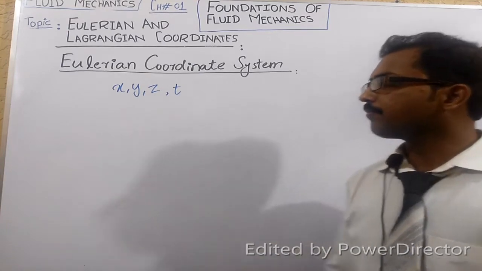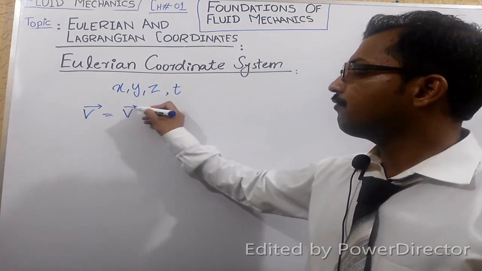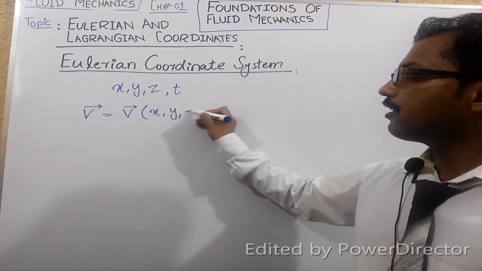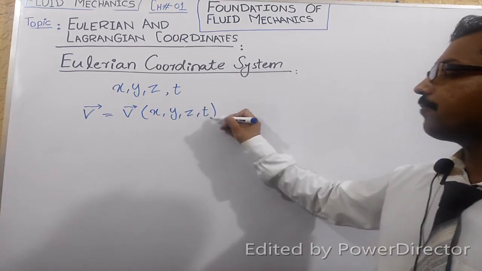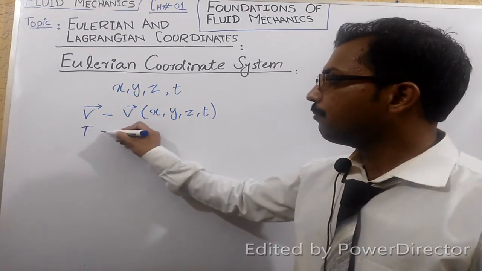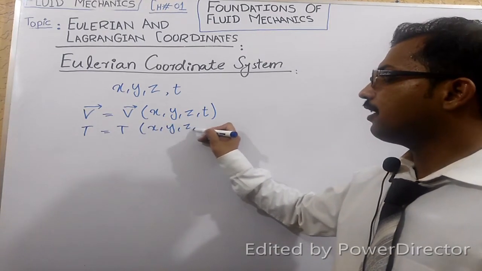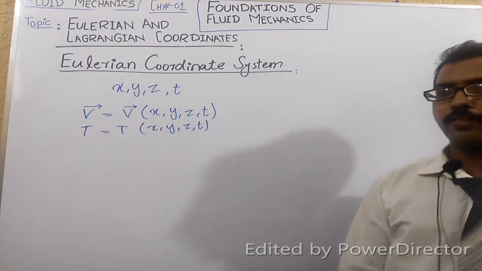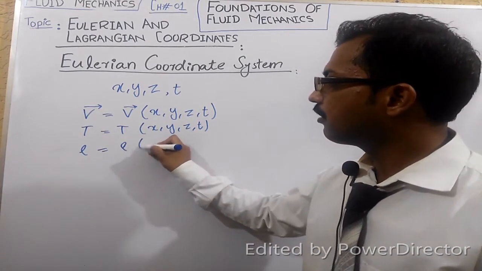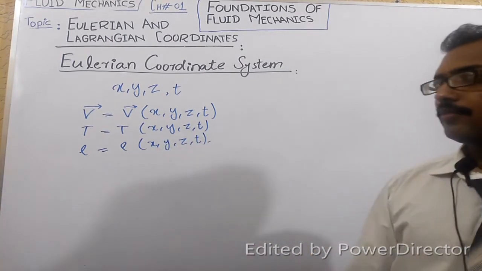For example, the velocity is given by the velocity field v that depends upon the variables x, y, z and time t. Similarly, the temperature is given by the temperature field T that depends on x, y, z and t. Similarly, the density function is given by this one, etc.